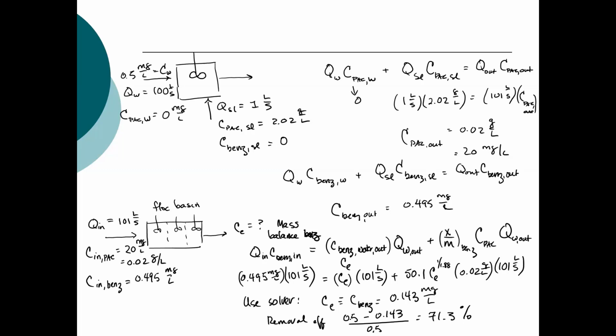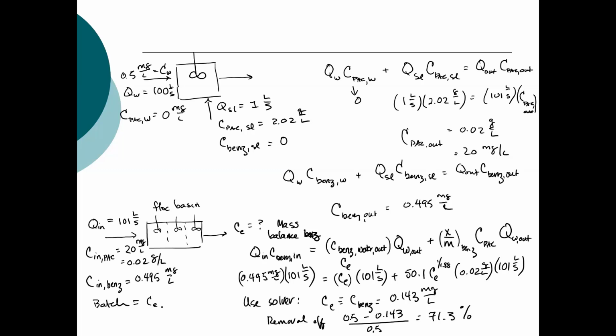Now, compare that to what we got in the batch system. In a batch system, essentially the same, okay? 1 liter, we add PAC, okay? We ended up with 0.01 milligrams per liter. Now the volumes changed, but notice, okay, the isotherm was the same. Your batch system was more efficient than your continuous system.